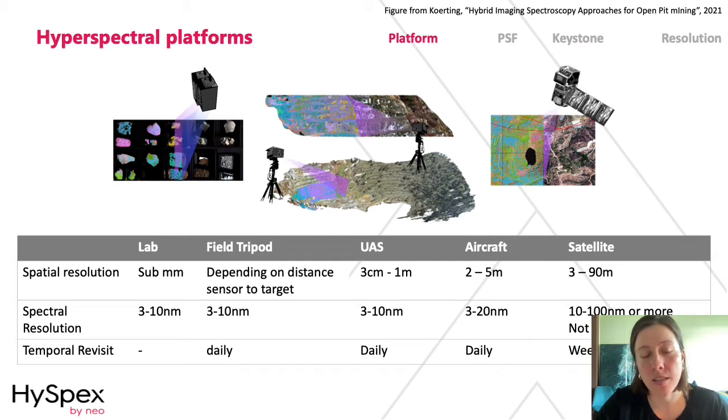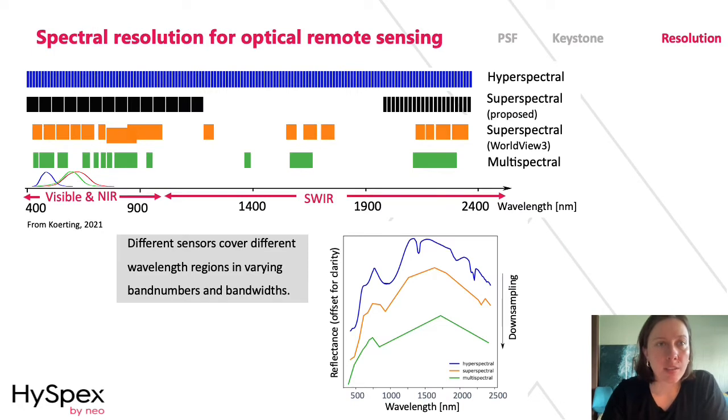And for satellites, there are also some hyperspectral satellites out there whose data can be used for different projects. But usually satellites are more in the multispectral or superspectral range, which means the spectral resolution varies, and the spectral band number and width are very different to what we expect in hyperspectral. This already brings me to an introduction to the different spectral resolutions for different optical remote sensing systems.